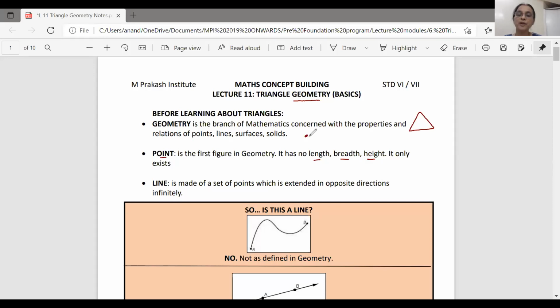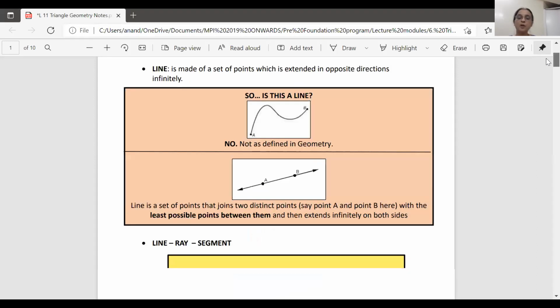And when we join a number of points, one after the other, we call it a line. All right. But now, as I have drawn a figure over here, even this is a line in our day-to-day life. We will call this also a line, isn't it? But when we talk about a line in geometry, we will not consider this as a line. What we will consider as a line, to understand, we call it a straight line.